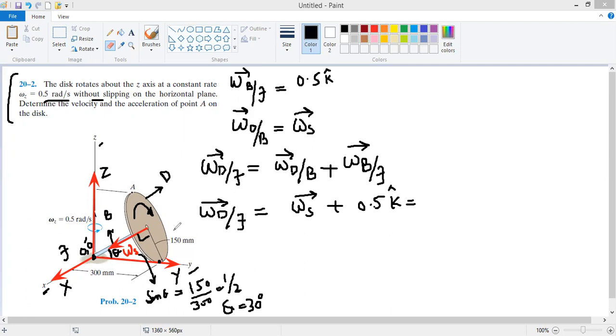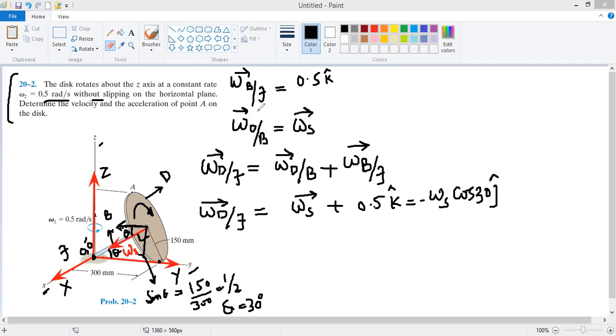Therefore omega s vector can be resolved into two components. It has a component in this direction, and a component in this direction. This angle and this angle are alternate angles, so this will also be theta, that is 30, and the component in this direction will be ws cos 30, but along the negative y-axis. So we write this as minus ws cos 30 along negative j cap.